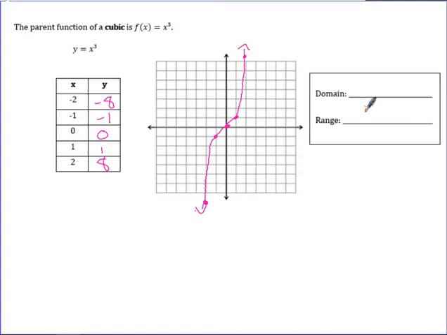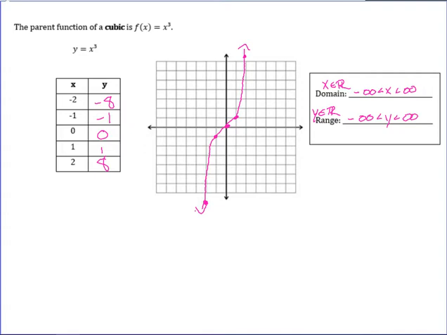When we talk about the domain, it goes left and right forever. All right. So again, negative infinity and positive infinity, or x is an element of the real numbers. It also goes up and down forever. So my range is the same as my domain, or we can write it as an element of the real numbers. Okay. And that's what the x cubed function looks like.